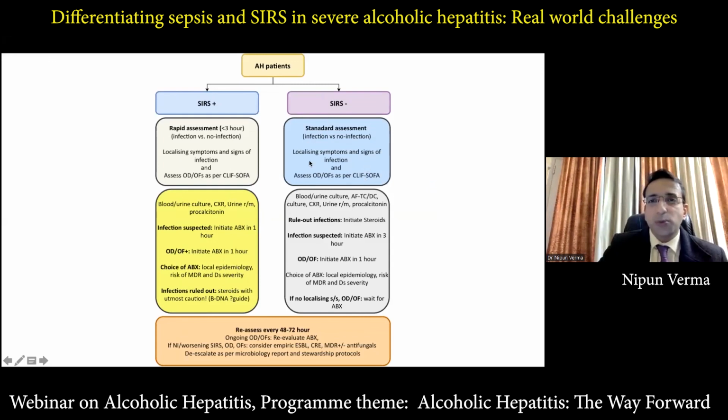Whereas in patients who do not have SIRS, the standard methodology of assessment followed by ruling out infection and initiation of steroids can be applied, and antibiotics can be started in patients who have organ dysfunction or organ failure. Finally, we need to reassess every 48 to 72 hours and de-escalate as per the microbiological report and the stewardship protocols.